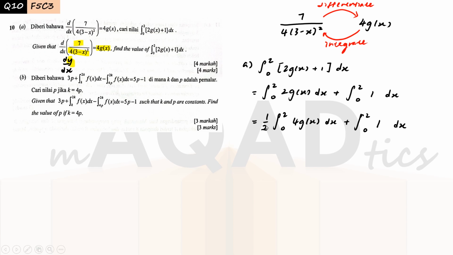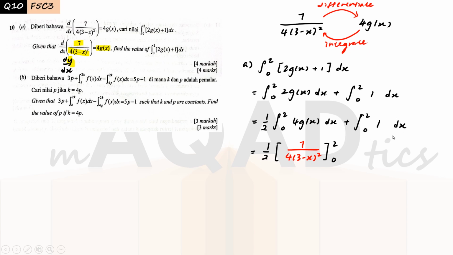So if I want to integrate 4g of x, if I look at the diagram here, I integrate, I will get this result. So this is the integrated result. I don't need to do any integration because this is the result already. What I need to do is just put 2 and 0 on the edge. And here I remain the 1 over 2.